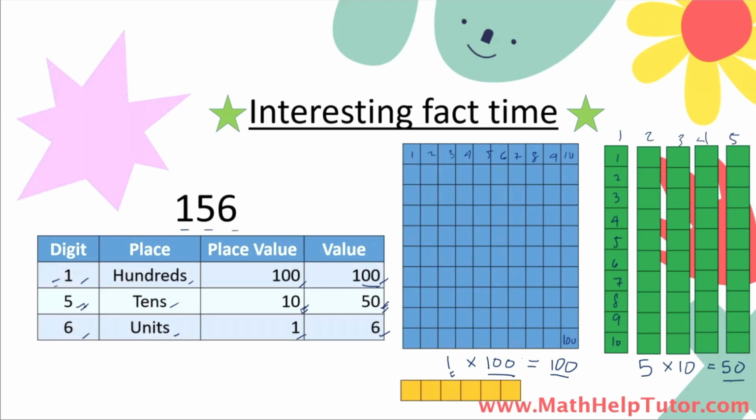And last is we need 6 more blocks. And this is to represent our ones place. So we have 1, 2, 3, 4, 5, 6 with a place value of 1, giving us a total value of 6. And that's it. You can see that we can visualize a number using blocks organized based on their place value and digits.